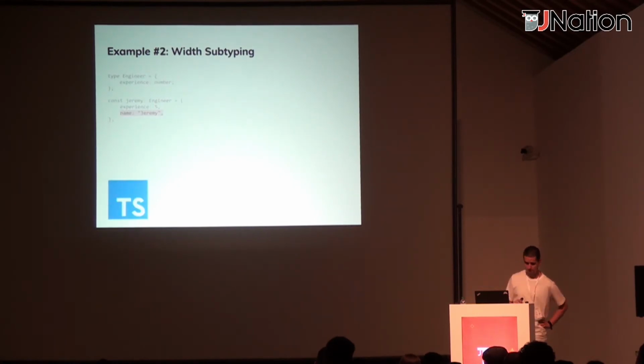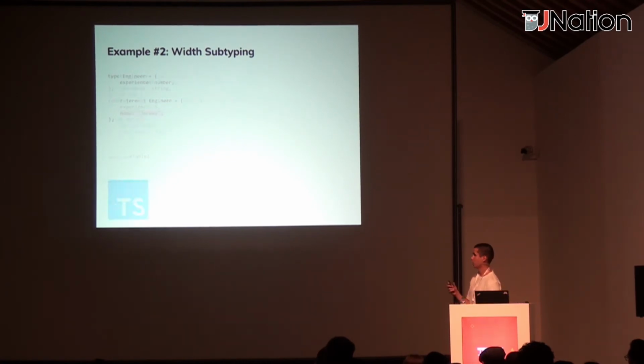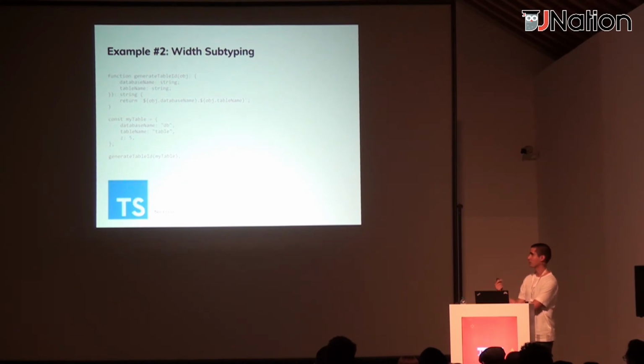Now I have another example. I have a type engineer with only one field, experience of type number, and I try to declare a variable of type engineer, but I put too many properties in. TypeScript obviously errors. Makes sense, right? But what about here? We have a function that takes in an object with 2 arguments, and this is actually from our own source code. It takes in an object with 2 properties, a database name and a table name, both of which are type string. And you pass to it an object with more properties, but it doesn't complain.